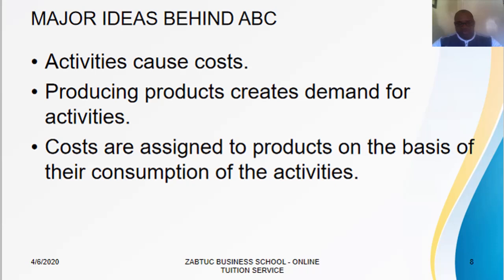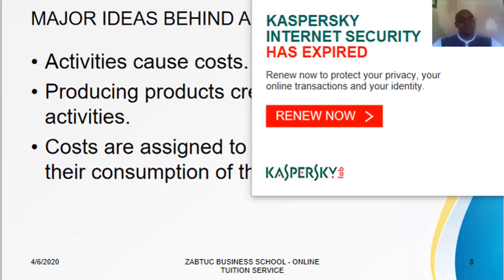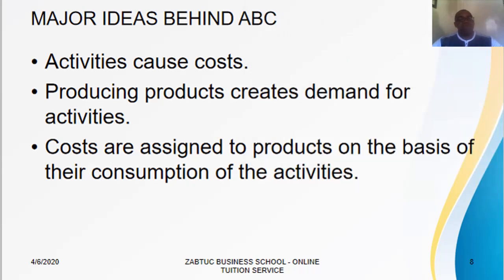So then, what are some of the major ideas behind ABC? The major ideas are one, activities cause costs. So it's not departments, it's not cost centers, but it's activities. So what causes demand for activities? Why do you have activities? Producing products create demand for activities. So activities come because of production. And therefore, costs in ABC are assigned to products on the basis of their consumption of those activities. If a particular product makes greater use of activities as reflected by the cost drivers, then we say more costs must be charged. So costs are charged on the basis of consumption of the activities by every product, by every cost object.